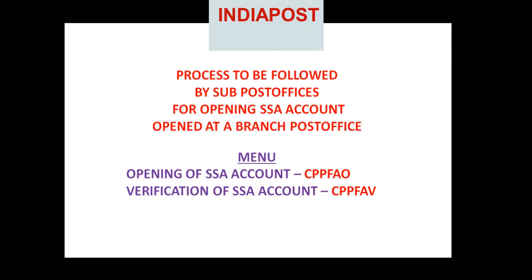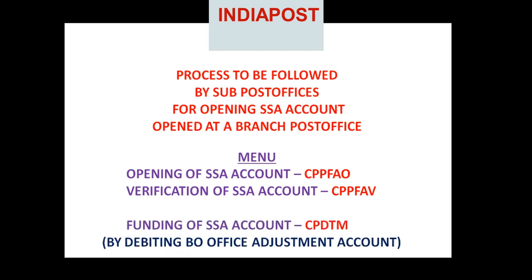In this topic we are going to see the process to be followed by sub-post offices for opening SSA account opened at branch post office. Menu for opening SSA account is CPPF AO and verification of SSA account is CPPF AV. In case of RD and TD account, there is no separate menu for funding. Funding for RD and TD will be done along with the process of opening of account itself. Whereas in case of SB and SSA, funding will be done by separate menus.